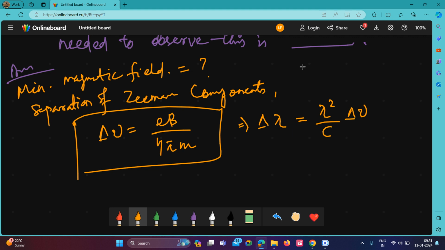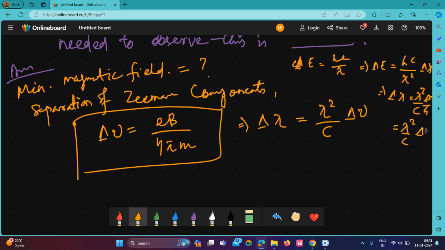How did you get this? Because del E is equal to h by lambda square into del lambda. So del lambda is lambda square by c into del E by h. Del E by h is del nu, because E is equal to h nu. So del lambda is lambda square by c times eB by 4 pi m.